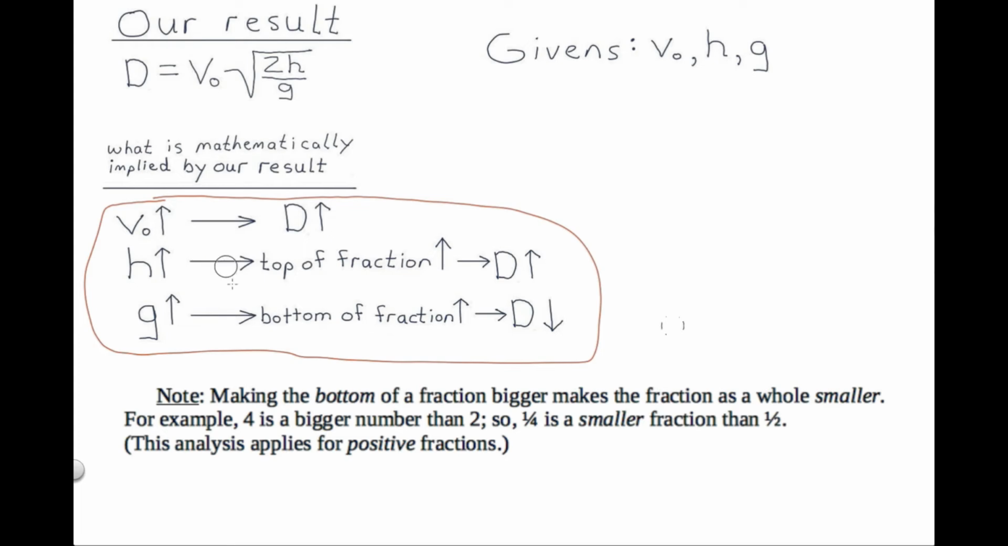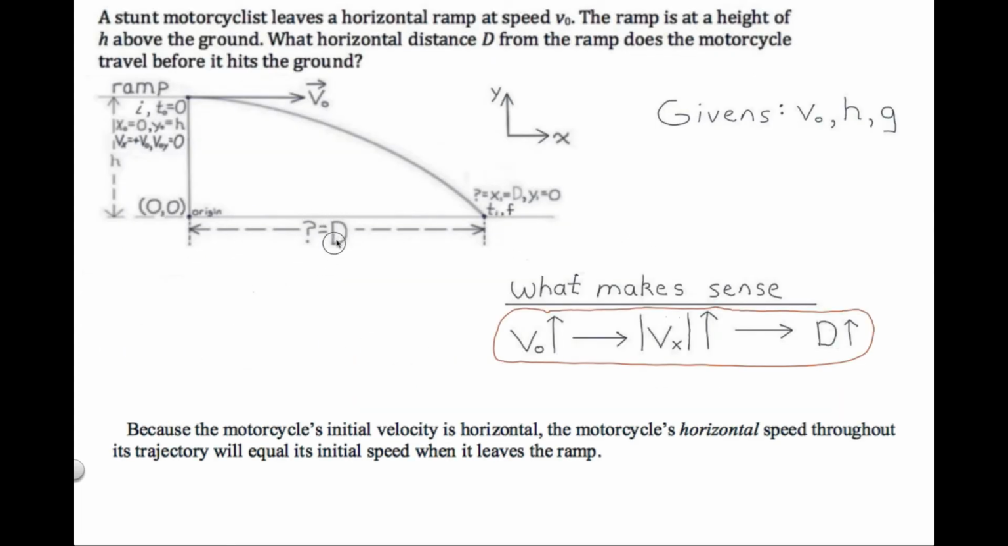Do these results make sense? Remember that capital D stands for the horizontal distance that the motorcycle travels before it hits the ground. The symbol v sub naught, written without an arrow on top, stands for the motorcycle's initial speed. Suppose the height of the ramp is held constant.